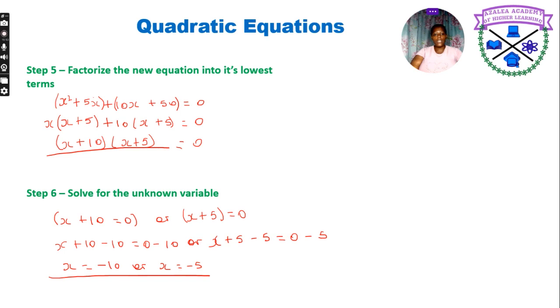So either of these values will give us back our original question, which is x squared plus 15x plus 50 is equal to 0. And that, guys, is how we solve quadratic equations by factorizing. Join me again next week so that I can show you how to do it by completing the square, because there are 3 types of quadratic equations and there are 3 different methods that you use to solve each type of question, right?